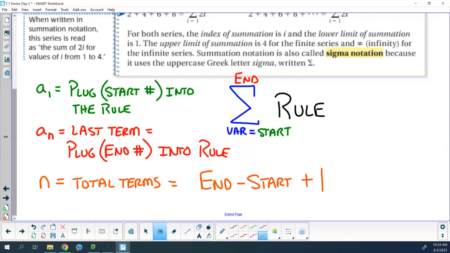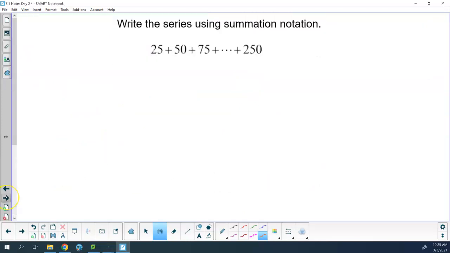Now, Sarah's sitting here thinking, why is Lynn telling us all of these little parts? Guess what we need to find the sum? We need 3 things to find the sum of an arithmetic series. What do you think those 3 things are? First term, last term, total number of terms. Those 3 things. You're going to need to find those 3 things in order to find the sum of an arithmetic series.